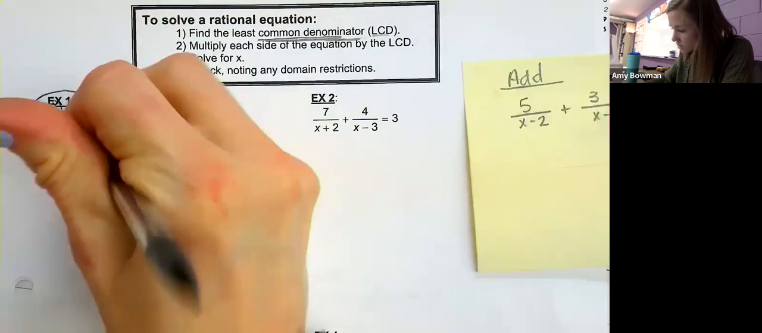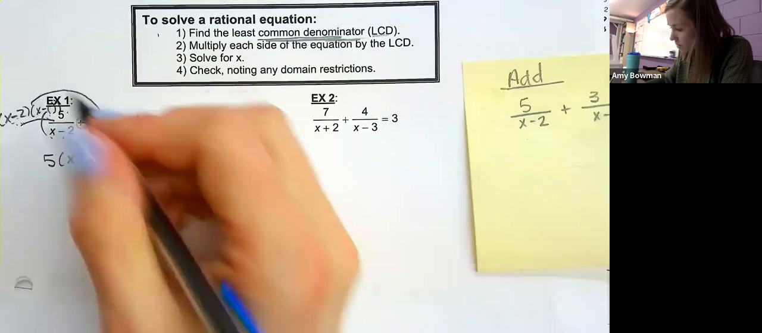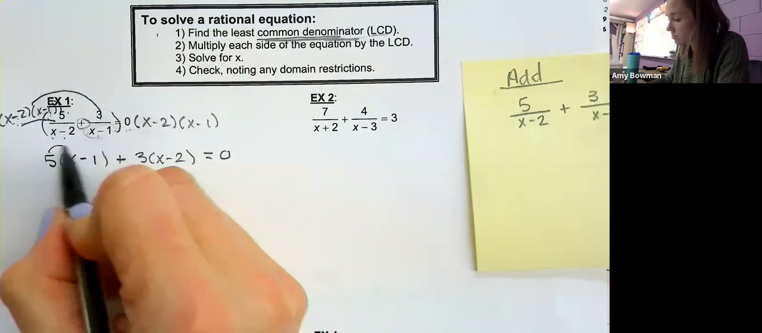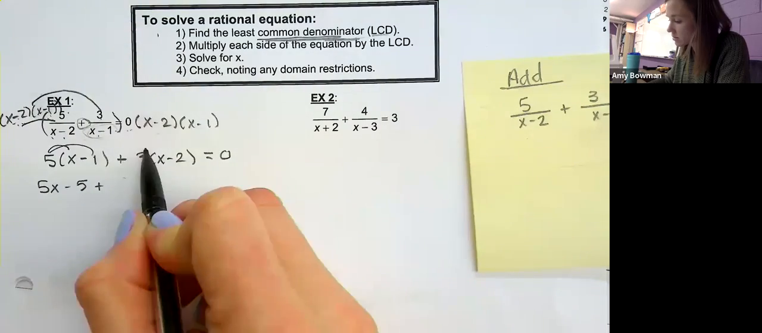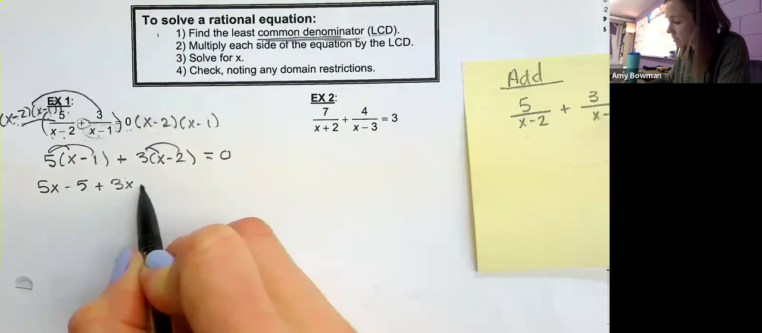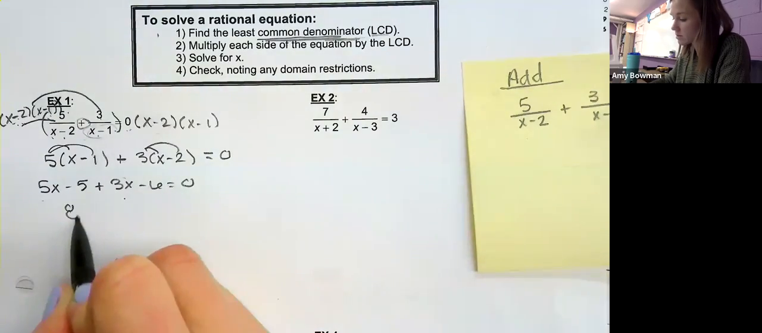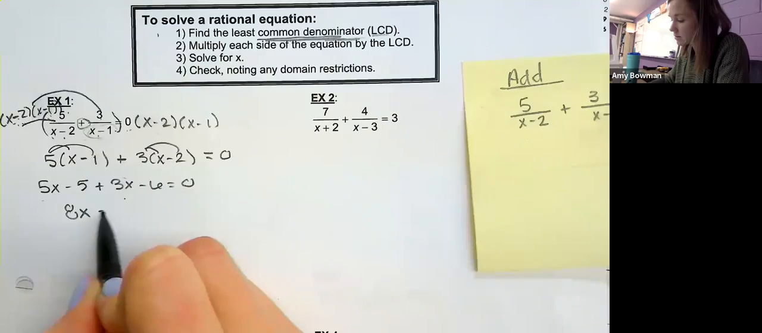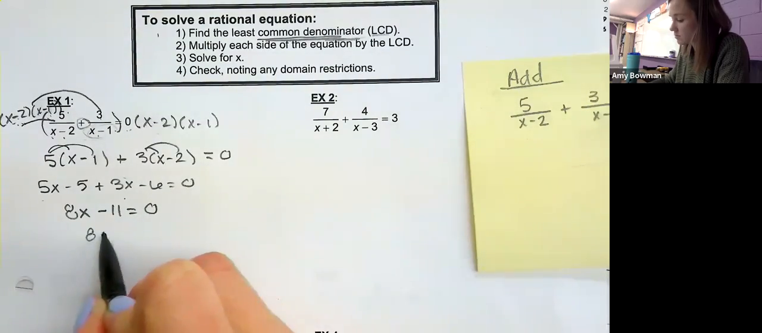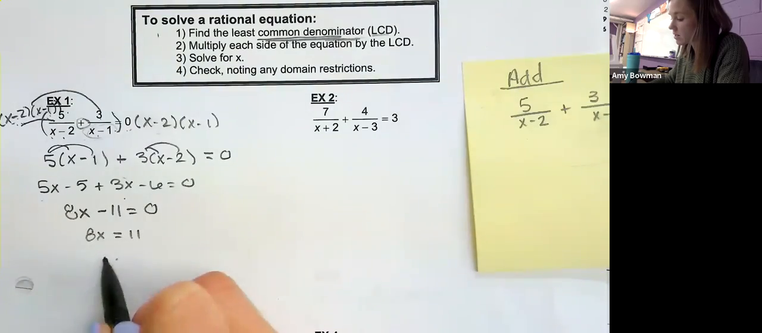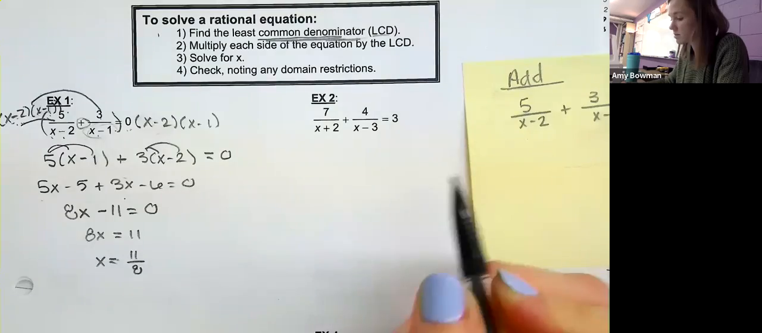I just realized this should be 1. Okay. All right, so now we're just distributing. We've got 5x minus 5 plus 3x minus 6 equals 0. We're going to combine like terms. 8x minus 11 equals 0. So 8x equals 11. So x equals 11 eighths.